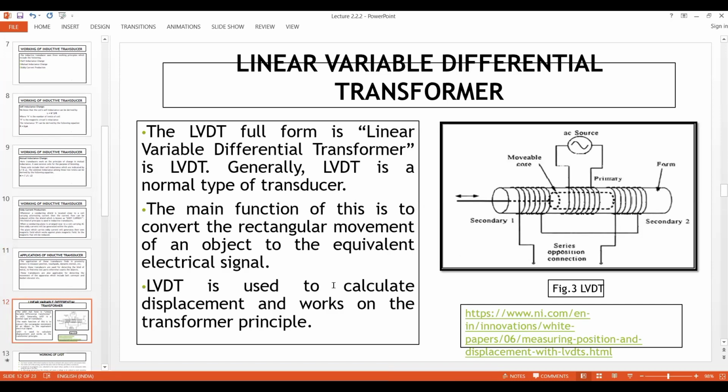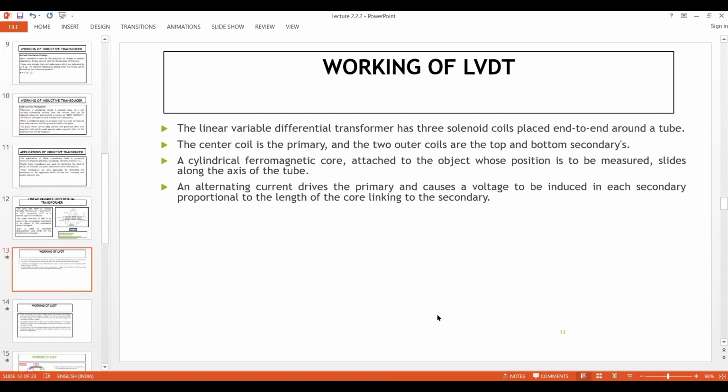In this, you can see the symbol, and this is basically a triangular movement. We have a primary and secondary. A movable core is placed in between, and we are giving an AC source. Series opposite connections are there in this LVDT, and we are going to calculate the displacement. It works on the transformer principle. The linear variable differential transformer has three solenoids: the center coil is primary and the other two are secondary.